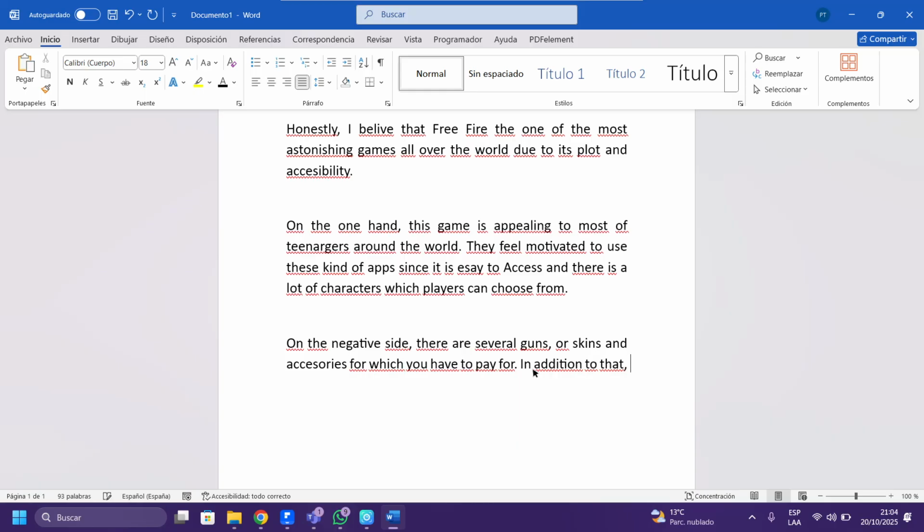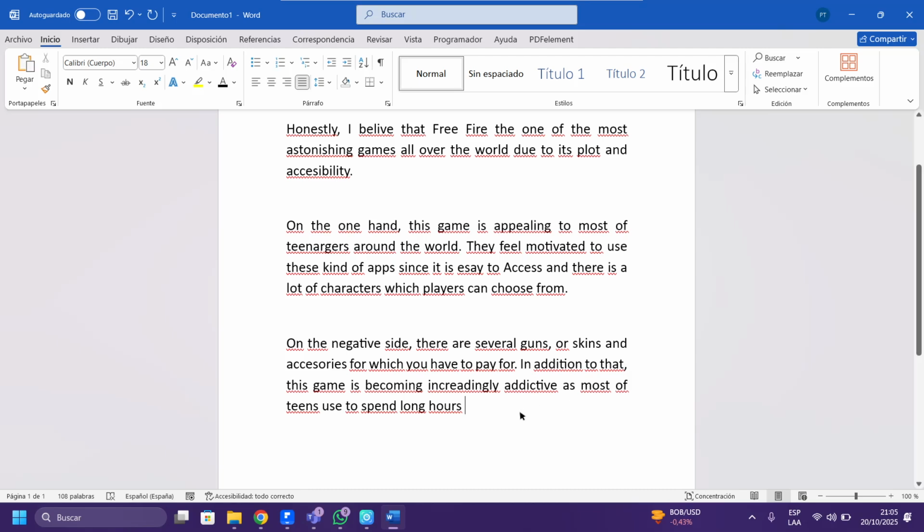In addition to that, you can say this game is becoming, right? We can use an adverb here. It's becoming increasingly addictive, as most teens used to. But now, teacher, there is a law that students are not permitted to carry cell phones in the classroom, right? Yes, that is a good alternative for you to keep controlling this kind of thing. To keep control. Yeah.